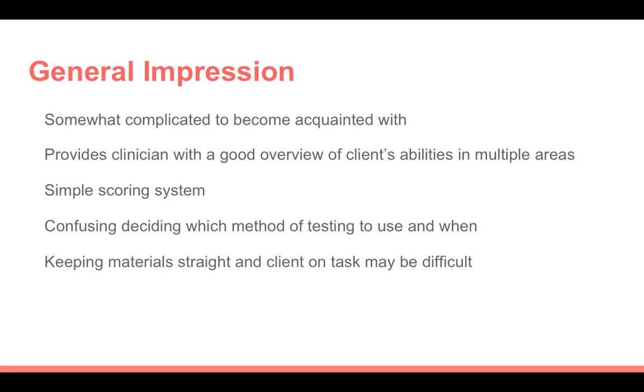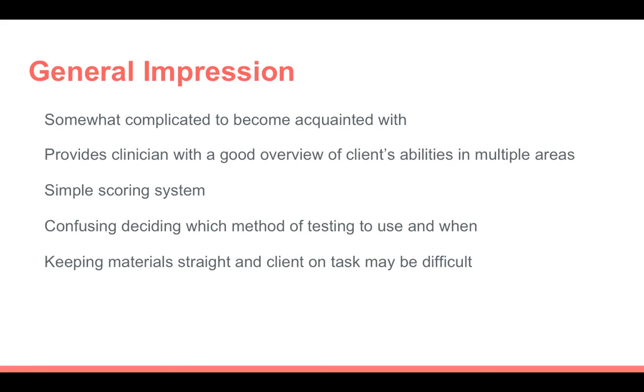So our general impression of the BDI-2, we thought that it took some time to become acquainted with, and part of that was because the manual seemed confusing to us at times. We liked that the BDI-2 assessed 5 areas of development because we thought that it would give a clinician a good general picture of a child's skills. The scoring system is pretty similar to other tests that we've given or studied, so that part was pretty simple to learn.